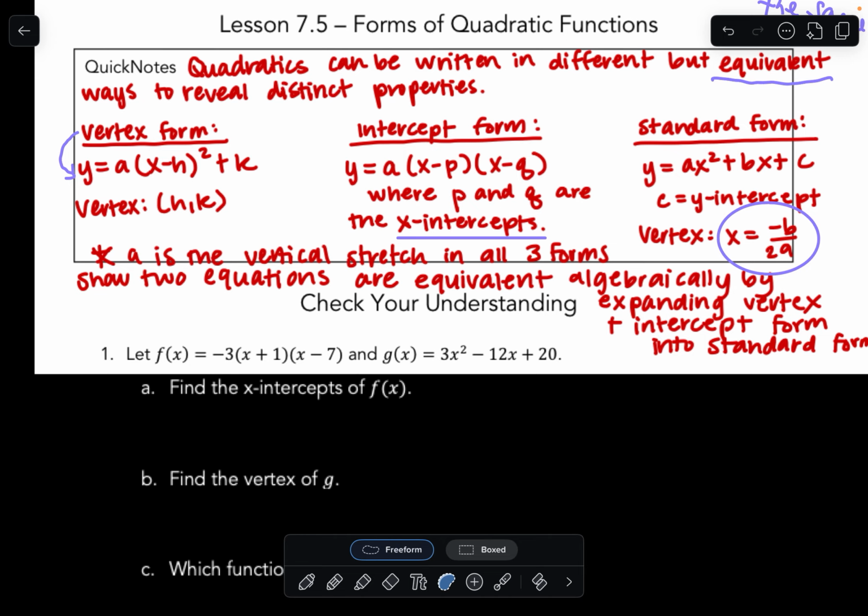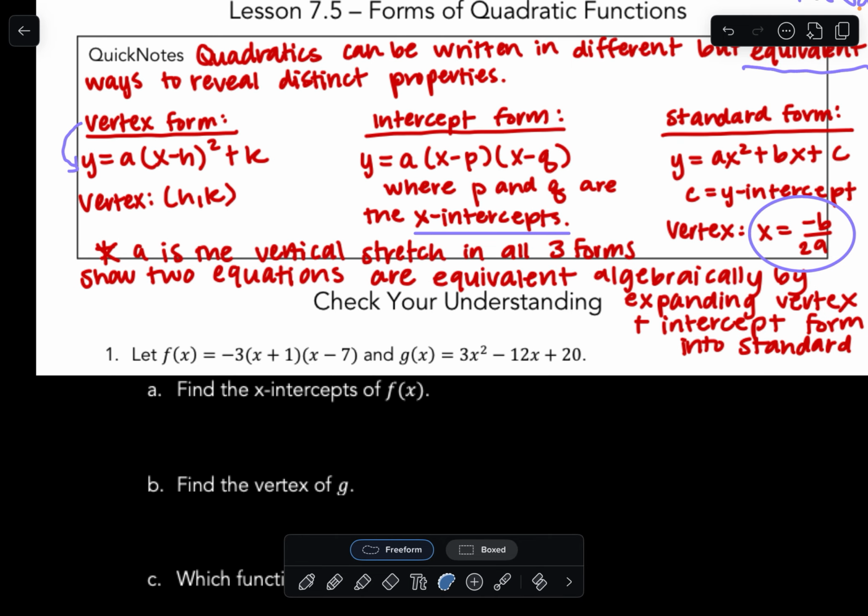The first question is getting you to look at two different representations of a quadratic. You have the intercept form here. This is referred to as the intercept form. And the other form given is the standard form. Okay, so the first question is f of x, which is the intercept form.